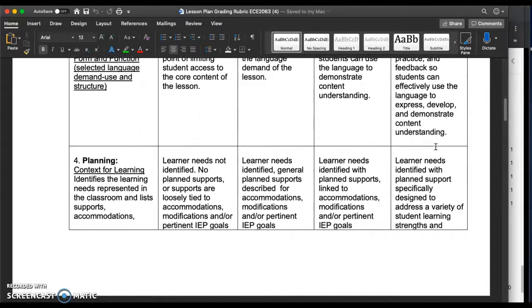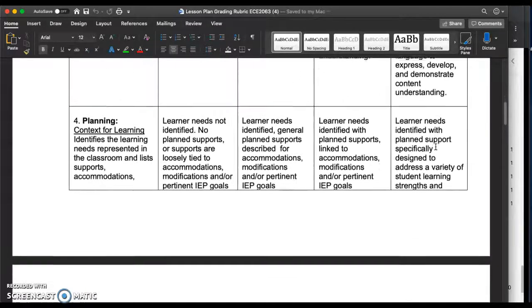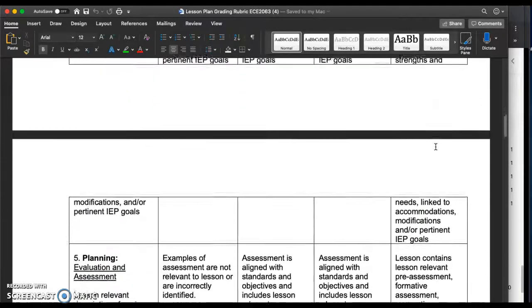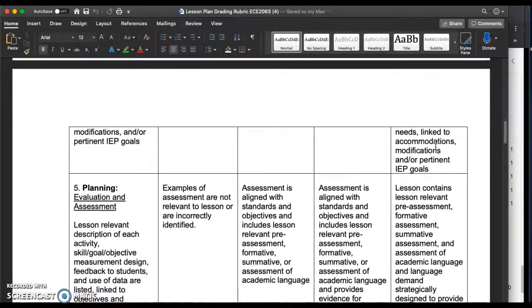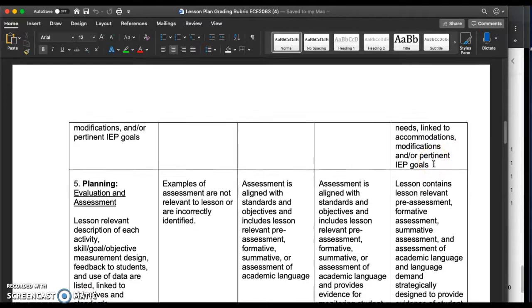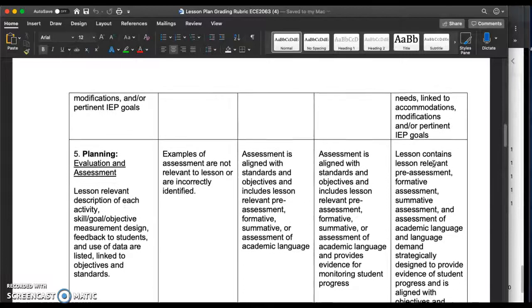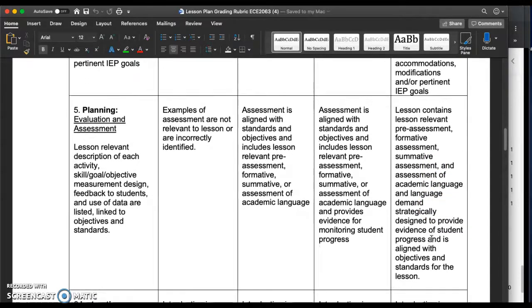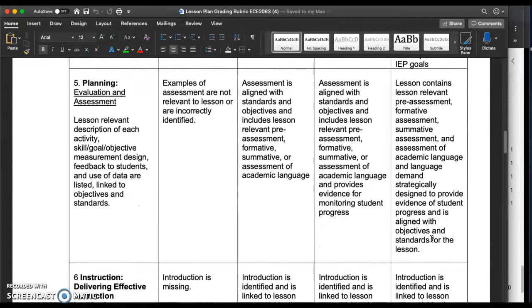Planning. The learner needs are identified with plan supports specifically designed to address a variety of student learning strengths and needs, linked to accommodations, modifications, and/or pertinent IEP goals. The lesson contains relevant pre-assessment, formative assessment, summative assessment, and assessment of academic language and language demands strategically designed to provide evidence of student progress, and it aligns with your objectives and standards for the lesson.